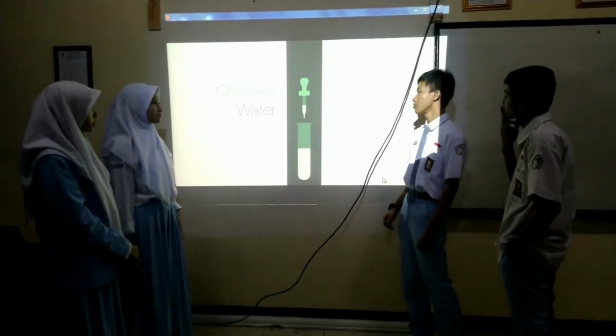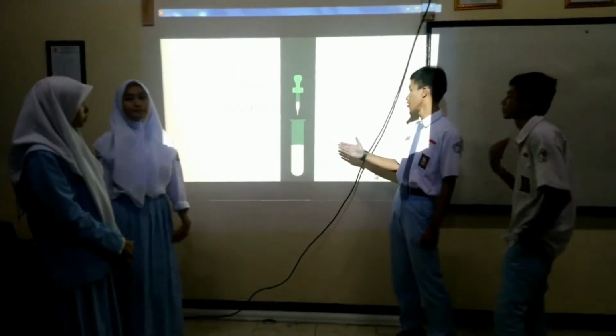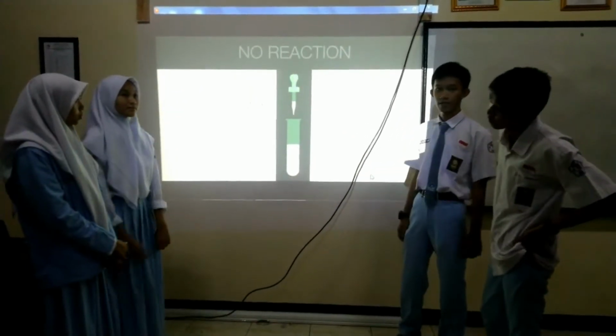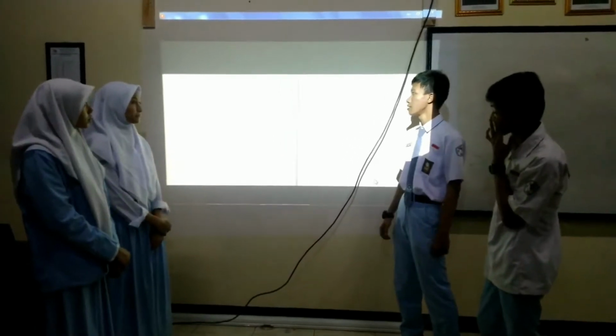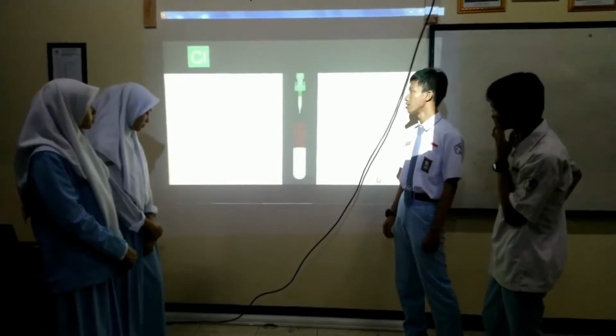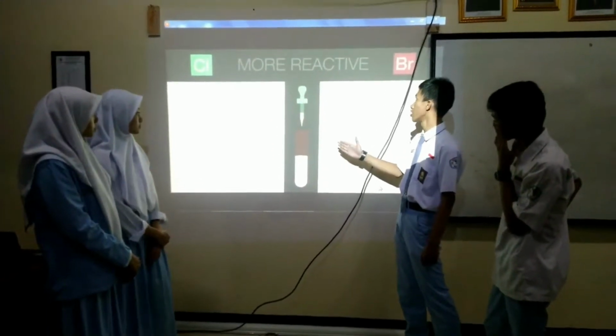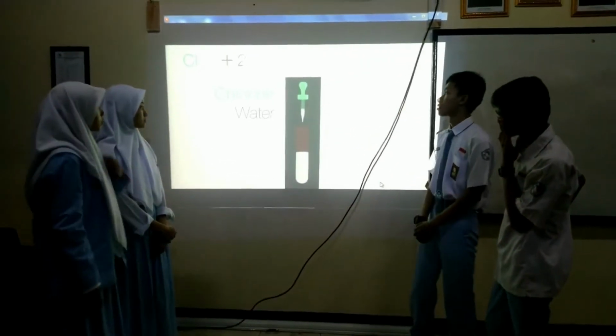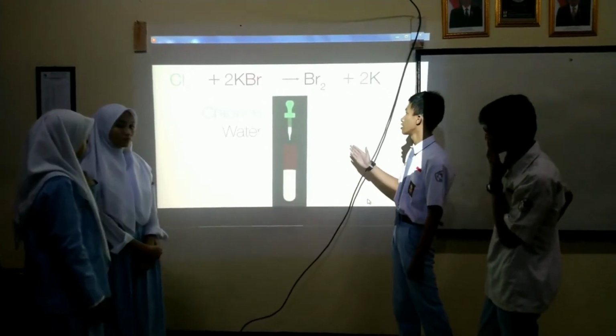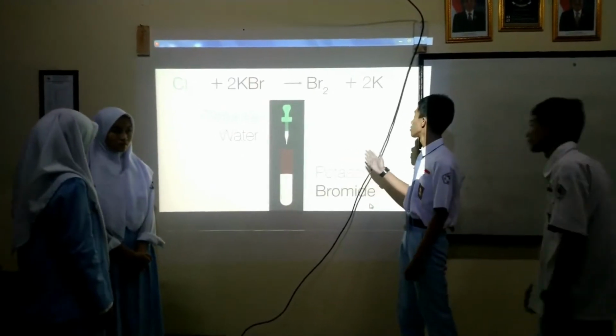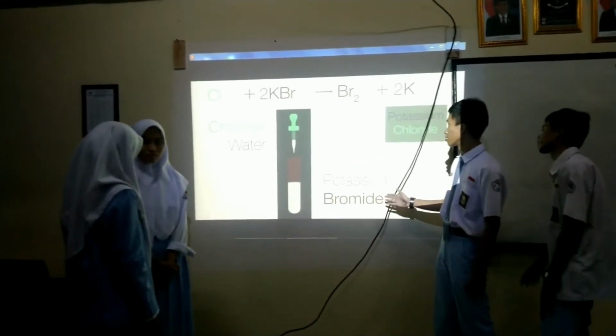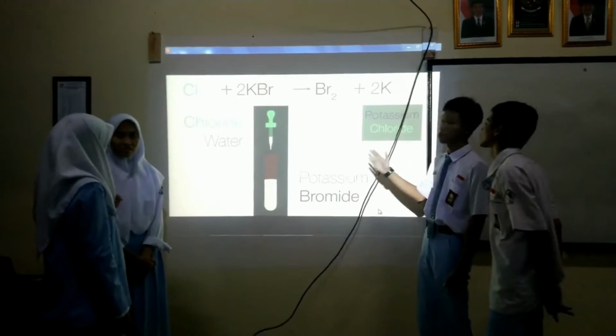When we add chlorine water to an aqueous solution of potassium chloride, no reaction happens. Chlorine is more reactive than bromine, so it will displace bromine in potassium bromide, producing potassium chloride and liberating bromine. The resulting solution is reddish brown due to the presence of bromine.